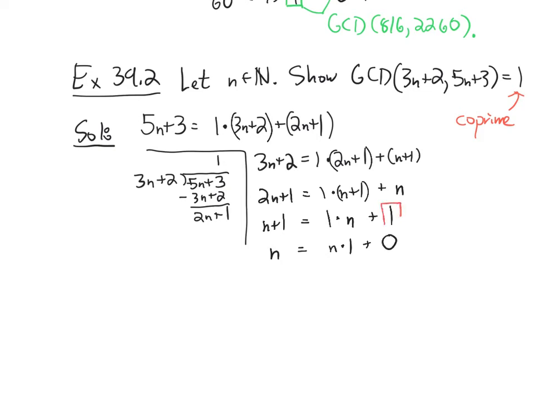So by Theorem 39.2, we know that this is our GCD. So the GCD of 3n plus 2 and 5n plus 3 is indeed 1.